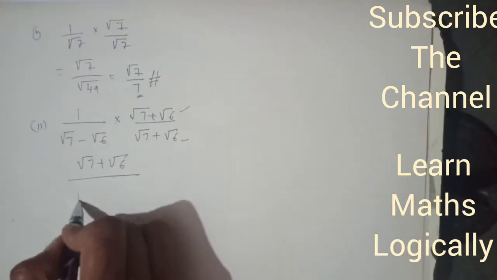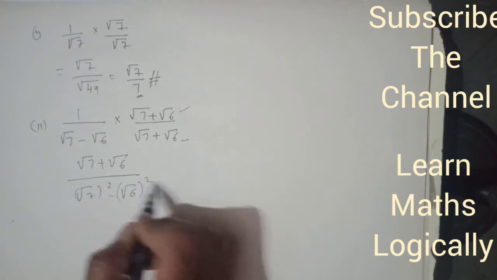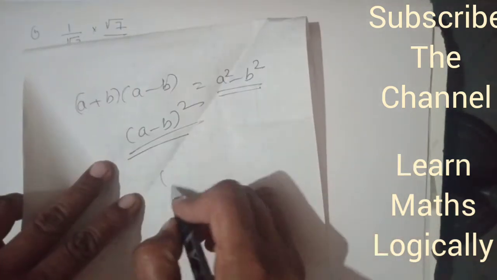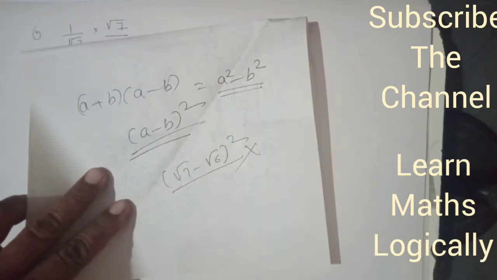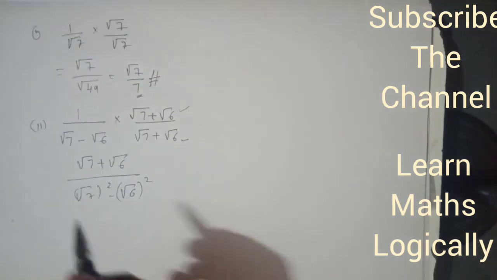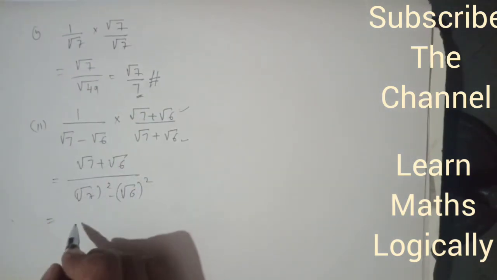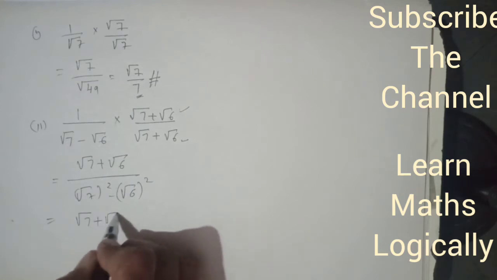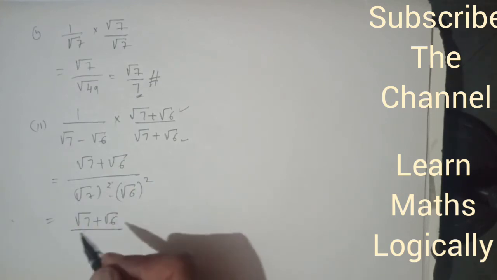So here we have root 7 square minus root 6 square. Don't write root 7 minus root 6 whole square, because that is wrong. Root 7 plus root 6 cannot be added, so you keep this one as it is. Then this and this one we are removing, as I explained previously.